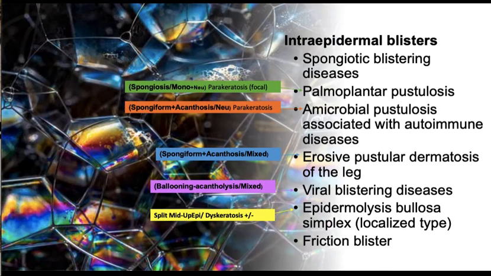A friction blister is usually mechanical trauma to the skin that causes the blister formation, and usually the blister will be under the granular cell layer. Underneath the blister formation, usually the cells are edematous, pale, and have degeneration changes.